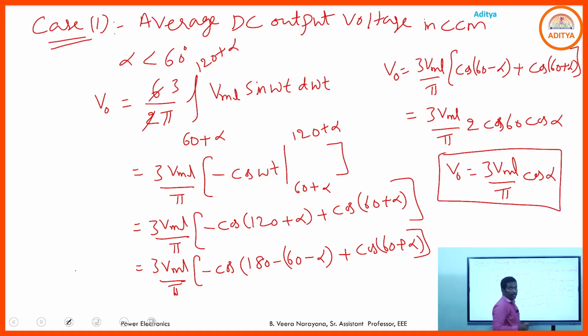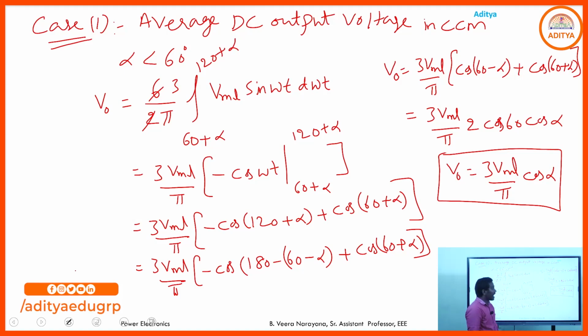Cos 60 is 1 by 2, right? So the 2 gets cancelled, and finally we are getting V0 equal to 3 VML by pi cos alpha. That is the average DC output voltage of this fully controlled converter in continuous conduction mode.